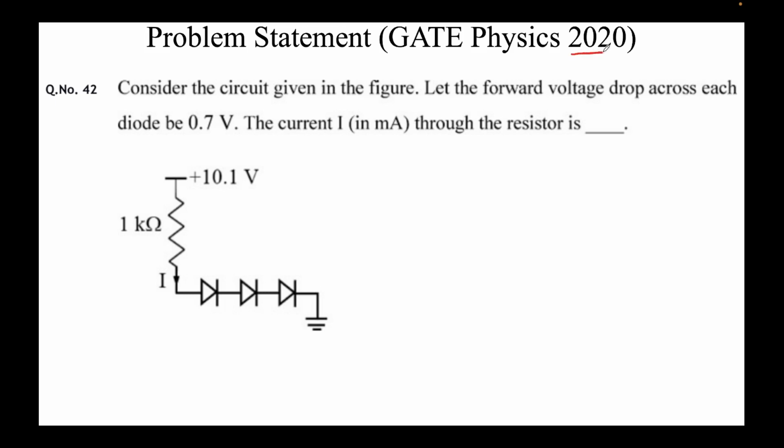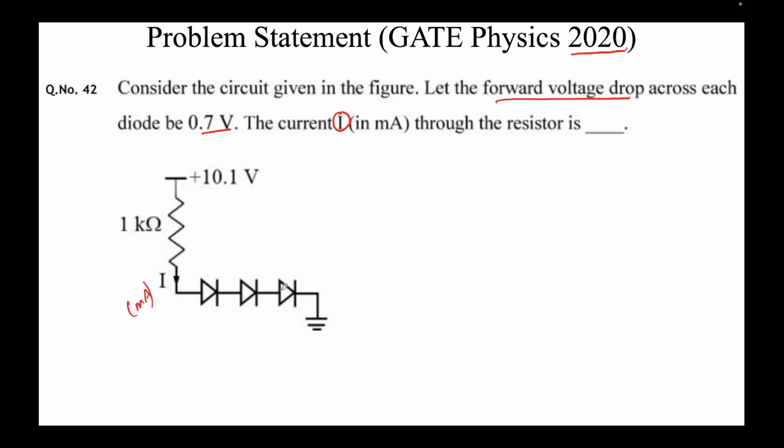The problem statement from GATE Physics 2020 reads as follows. Consider the circuit given in the figure. Let the forward voltage drop across each diode be 0.7 volts. The current I in milliamps through the resistor is... We are required to find this current I. The units are in milliamps.